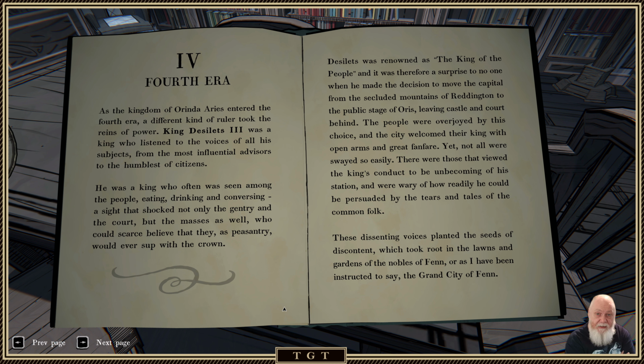Desolates was renowned as the king of the people, and it was therefore a surprise to no one when he made the decision to move the capital from the secluded mountains of Reddington to the public stage of Orus, leaving castle and court behind. The people were overjoyed by this choice, and the city welcomed their king with open arms and great fanfare. Yet not all were swayed so easily. There were those that viewed the king's conduct to be unbecoming of his station, and were wary of how readily he could be persuaded by the tears and tales of the common folk. These dissenting voices planted the seeds of discontent which took root in the lawns and gardens of the nobles of Fen, or as I have been instructed to say, the grand city of Fen.